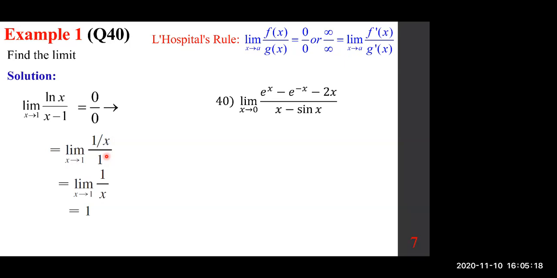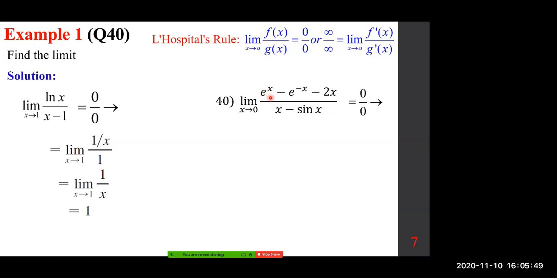Plug in. If we plug in 0 here, we get e to the power of 0, which is 1, minus e to the power of 0, which is 1. They cancel each other, and then minus 2 times 0 is 0. So the top is 0. The bottom is 0 minus sine of 0, which is also 0. So quickly, we show that it's 0 over 0. Don't assume it is, because it may not be. Even if you do it in your head properly, that's absolutely fine. So L'Hopital's rule says let's differentiate the top.